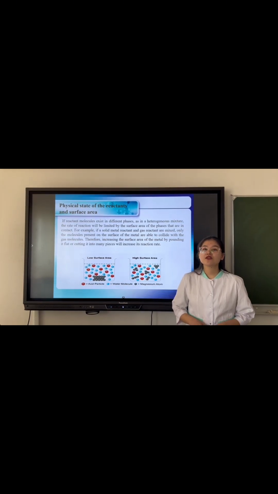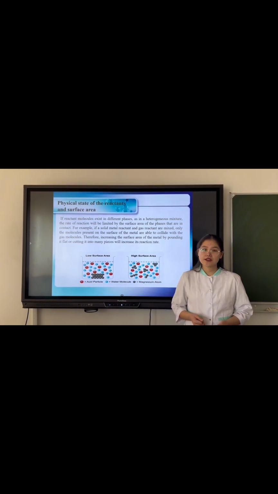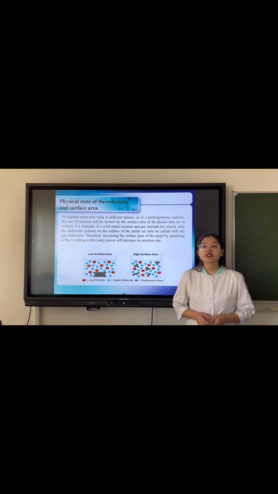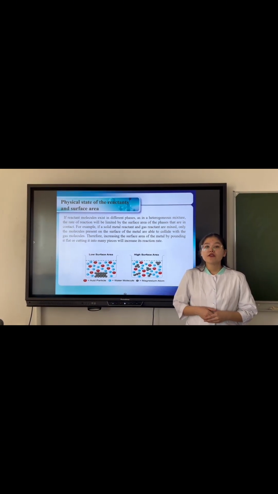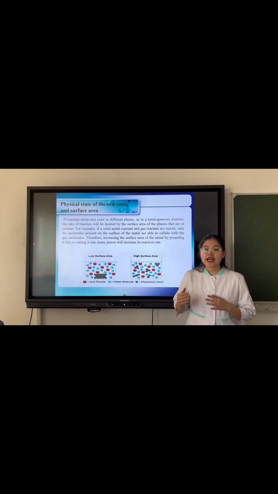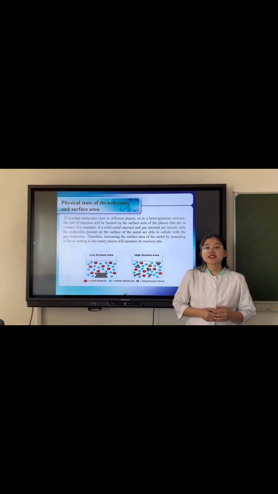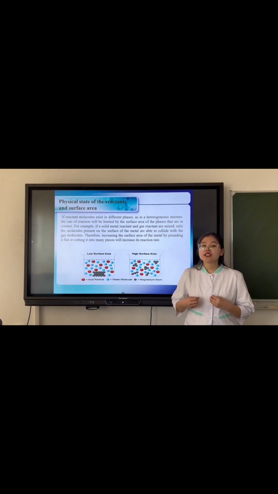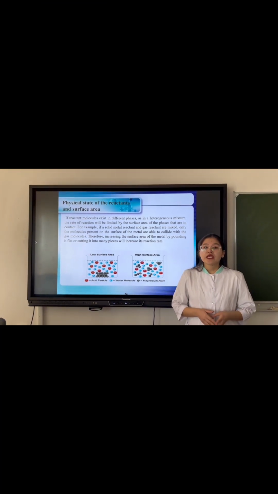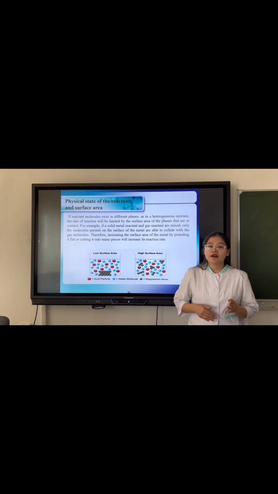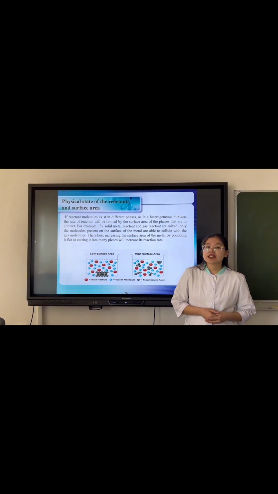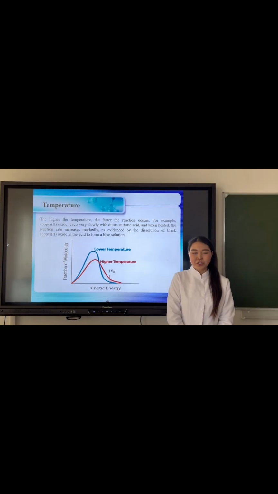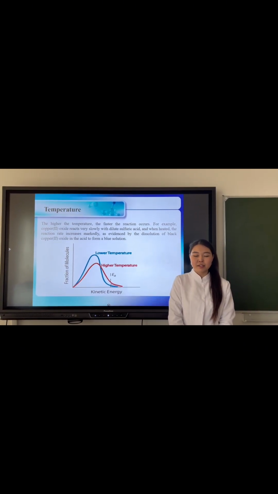Physical state of reactant and surface area. If reactant molecules exist in different phases, as in a heterogeneous mixture, the rate of reaction will be limited by the surface area of the phases that are in contact. For example, if a solid metal reactant and gas reactant are mixed, only the molecules present on the surface of the metal are able to collide with the gas molecules. Therefore, increasing the surface area of the metal by flattening it or cutting it into many pieces will increase its reaction rate. Temperature. The higher the temperature, the faster the reaction occurs.